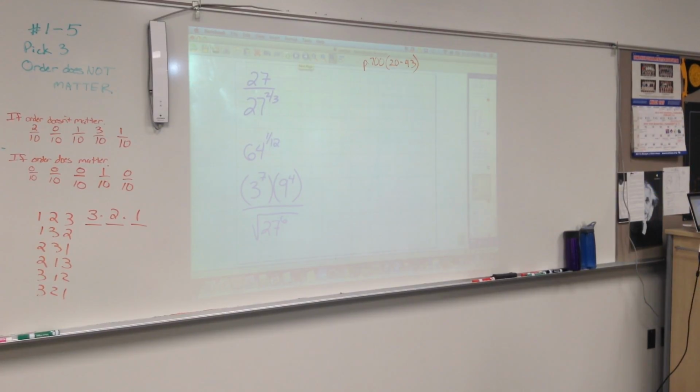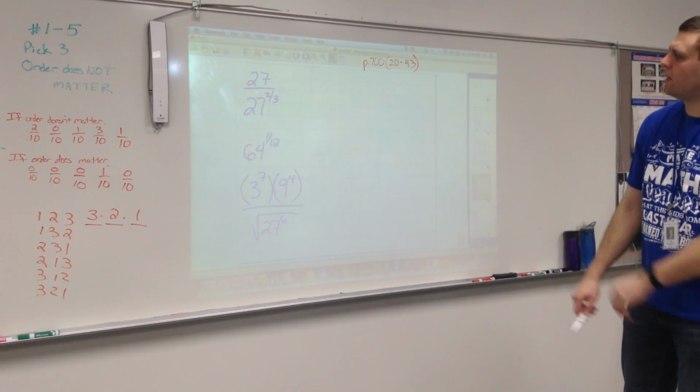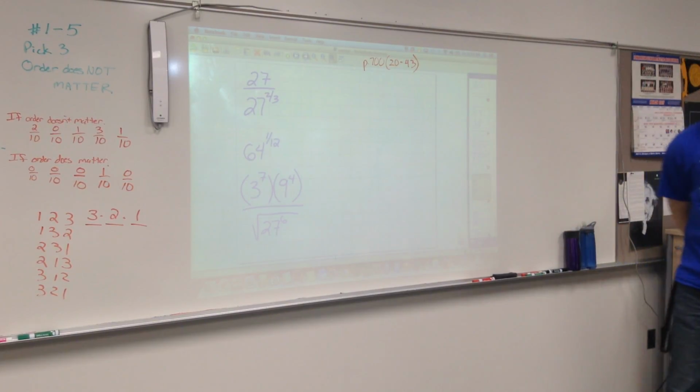I'm jumping ahead to problem 28. So we did 20, 21, 22, 23. Now I'm skipping a few and I'm jumping to problem 28. So here I have 27 divided by 27 to the 2/3.